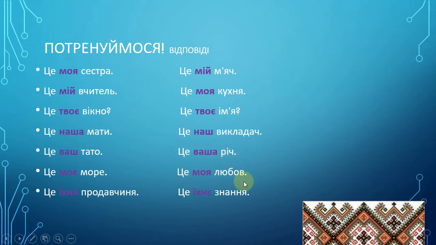Це моя любов. Love in Ukrainian is grammatical feminine, so that's why we use the pronoun form моя, grammatical feminine too. Це їхнє знання. Знання. We know from the rule that it's grammatical neuter, so that's why we use here the grammatical neuter pronoun їхнє. It's a little bit difficult. The only way is just to remember the grammatical gender of the new words while you are learning them, while you are getting acquainted.